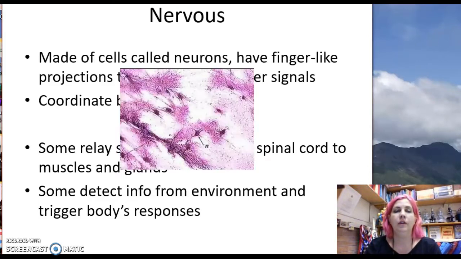So here's an example of nervous tissue. Whenever you look for neurons, you're going to see a cell body at the center that is darkly stained, and then you're going to see a long sort of shaft coming out from it, and then at the end of that long shaft, something web-like. So that is what neurons look like.